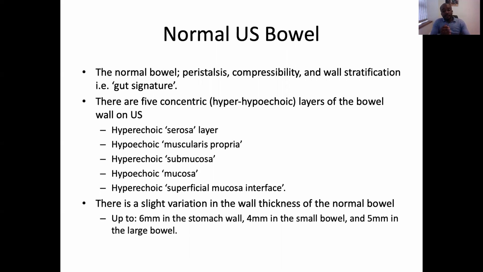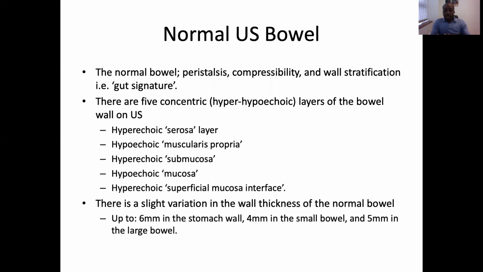There are 5 concentric alternating hyperechoic and hypoechoic layers of the bowel wall on ultrasound. And these layers are named the hyperechoic serosa, the hypoechoic muscularis propria, the hyperechoic submucosa, the hypoechoic mucosa, and then the hyperechoic superficial mucosa interface.